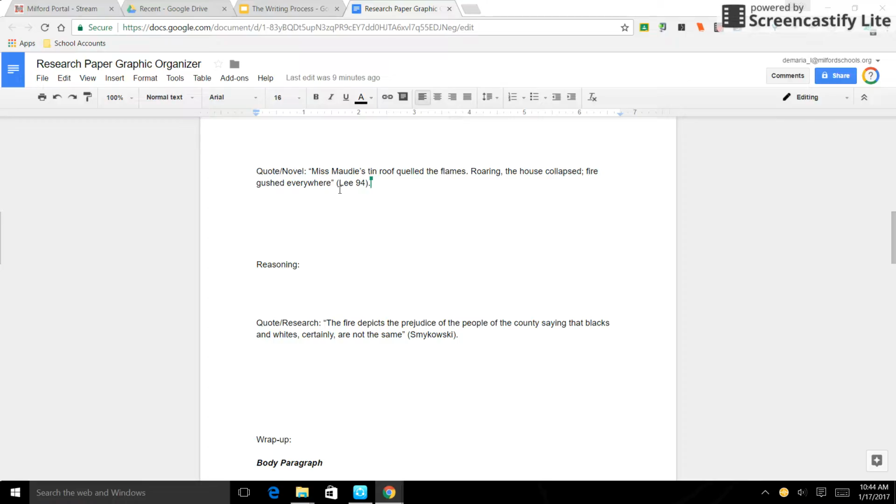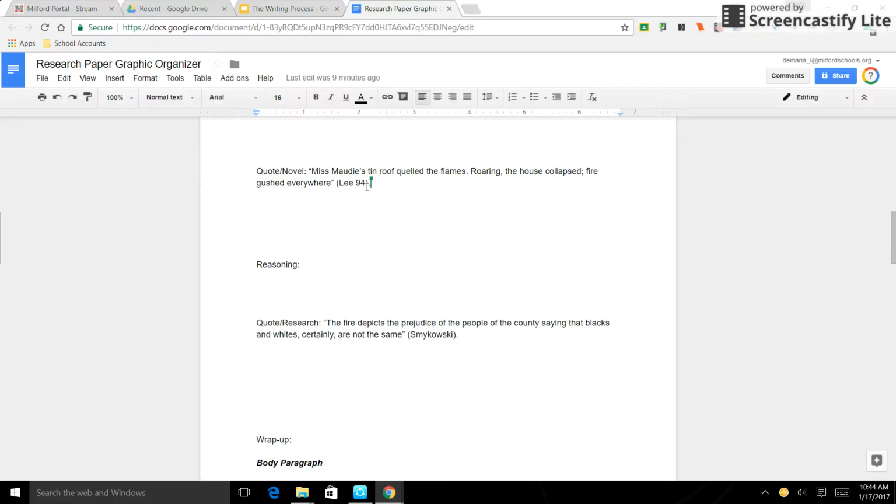Any quote that you're using from the novel needs a parenthetical citation as well. Your parenthetical citation is going to be Lee, the last name, and the page number that you got it from, okay? Make sure to put quotation marks around your quotes here, parenthetical citation after the quotation marks, and the period comes on the outside. Do not worry about doing anything else today.